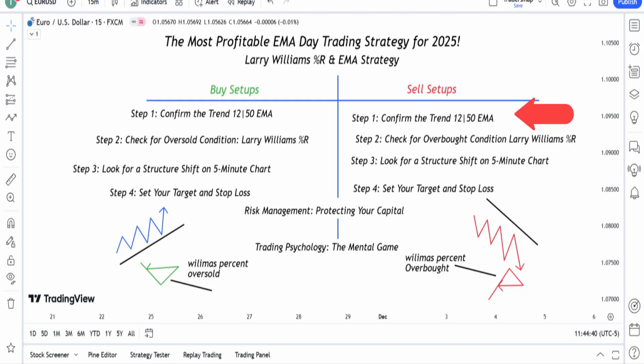Notice how the price has been respecting the 50 EMA during pullbacks. Each time price tests this area and rejects it, it reinforces the strength of the downtrend. This is exactly what we need to see before moving to the next step.